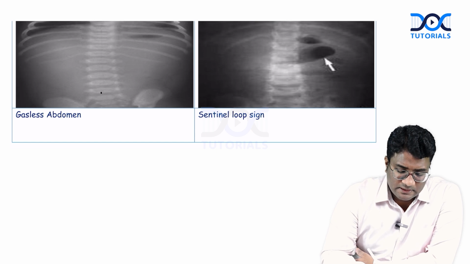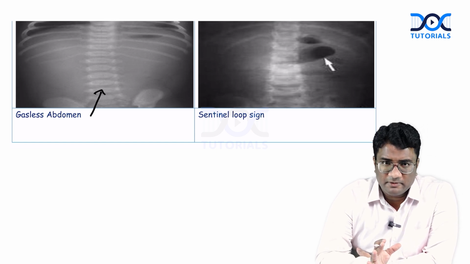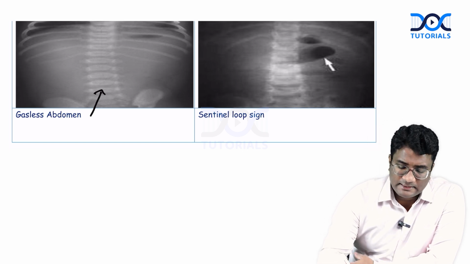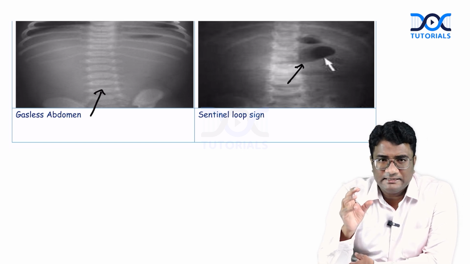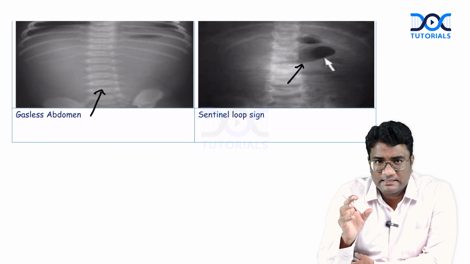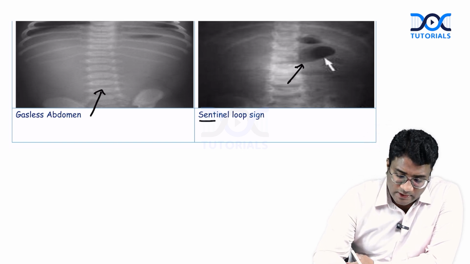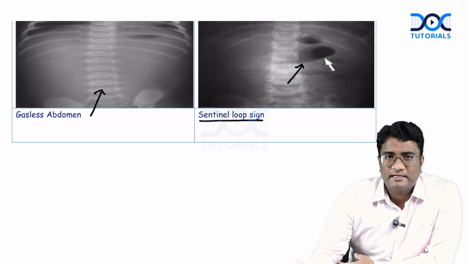Look here, this is what is gasless abdomen. You are taking abdominal radiograph, you are not seeing any gas bubbles. This is gasless abdomen, suggestive of acute pancreatitis. And these are the small bubble loops which are dilated, which are not going peristalsis adjacent to the area of pancreatitis. So, this small bubble ileus adjacent to the area of pancreatitis, this is called as sentinel loop sign.